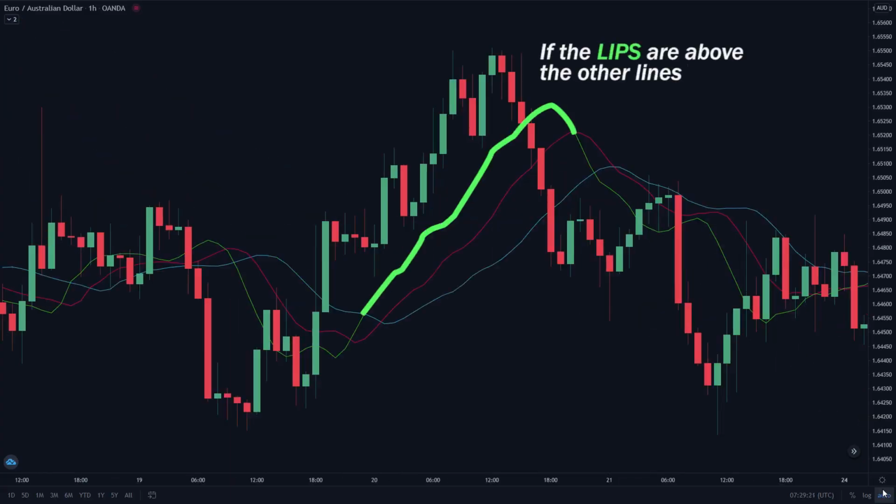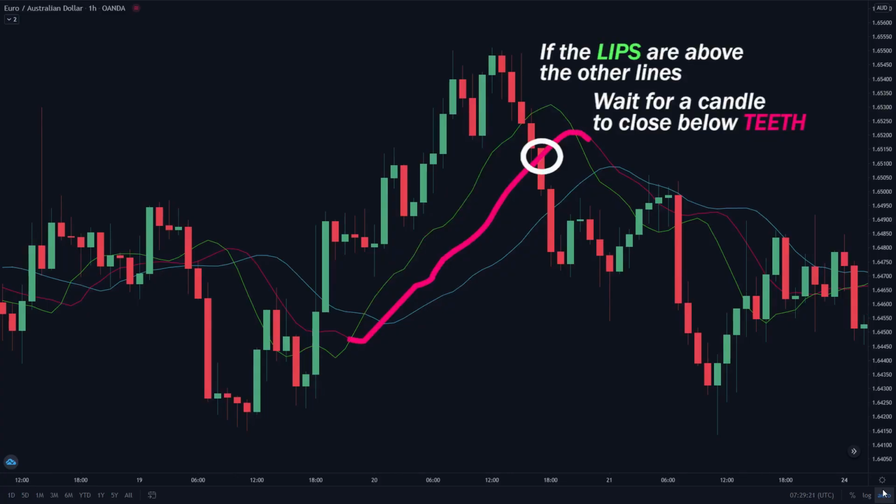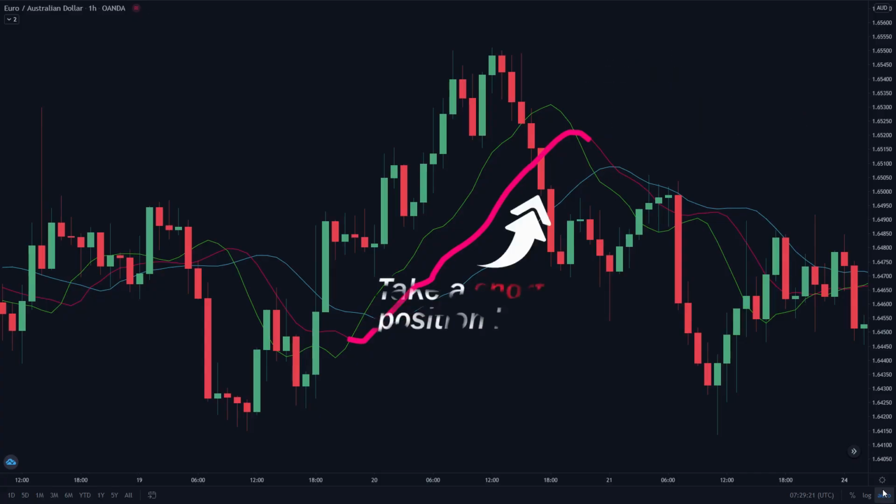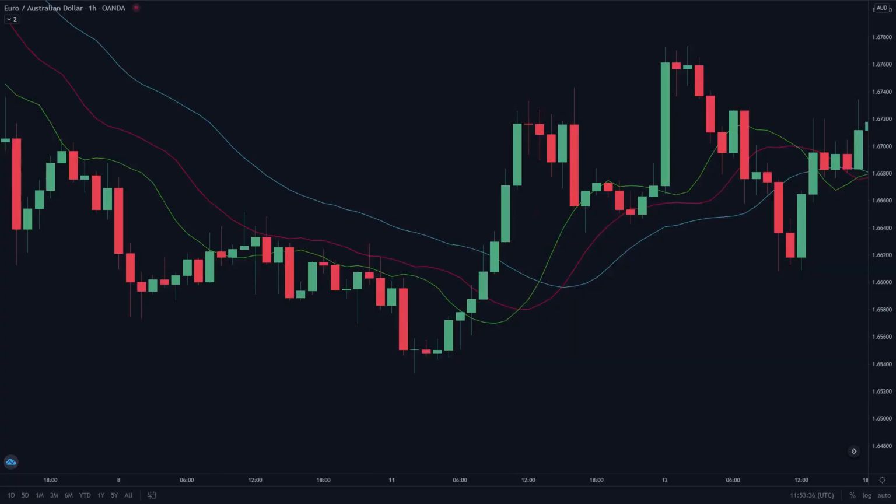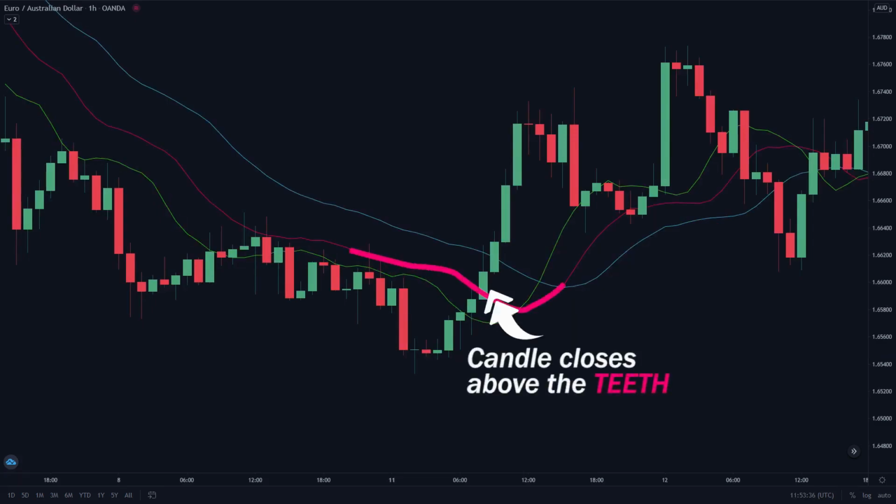So if the lips are above the lines, you wait for a candle to close below the middle line, the teeth. So if the green line is above the other two lines and a candle closes below the teeth, you take a short position. It's the same with the long position. If the green line is below the other two lines and a candle closes above the teeth, you take a long position.